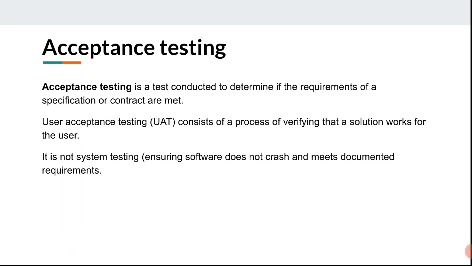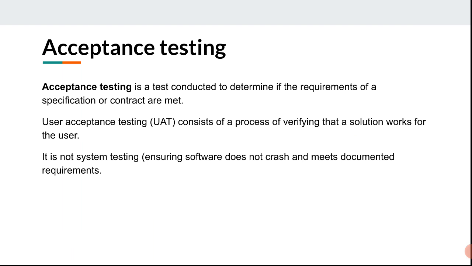We have the acceptance testing, which is the test conducted to determine if the requirements of a specification or contract are met. User acceptance testing consists of the process of verifying that the solution works for the user. So we just move towards the last level of software testing, that is called acceptance testing. Acceptance testing means we give the product to the customer, and we install it in their environment, and we check the whole requirements of the customer.